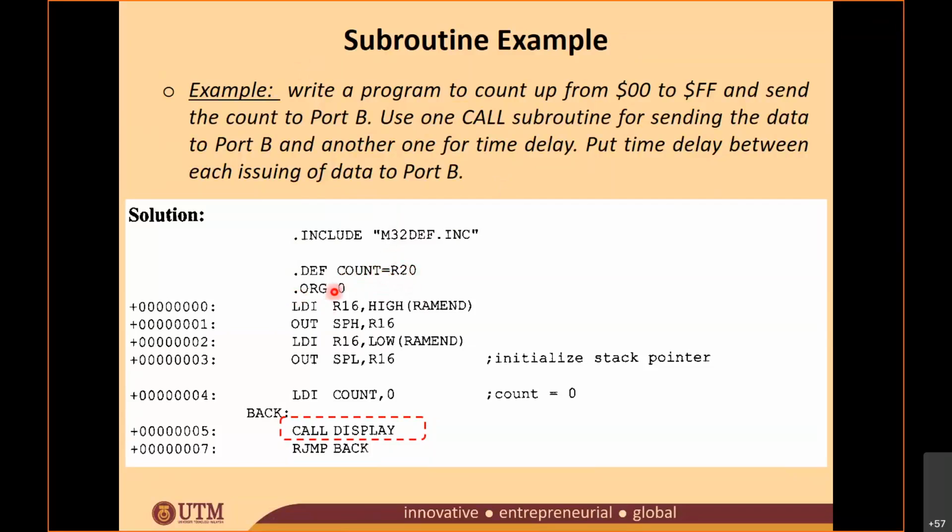Okay, then .org 0 means that your program will be started at address 0000. That's why the first line here, ldi R16, high of RAMEND, is started at address 0000. If you put .org 0x200, for example, then this line here will be started at address 200 inside your program memory. So this is the first line: ldi R16 high RAMEND, out SPH R16, ldi R16 low RAMEND, out SPL R16. So what happened here? These four lines you use to initialize your stack pointer, so that your stack pointer points to address 085F.